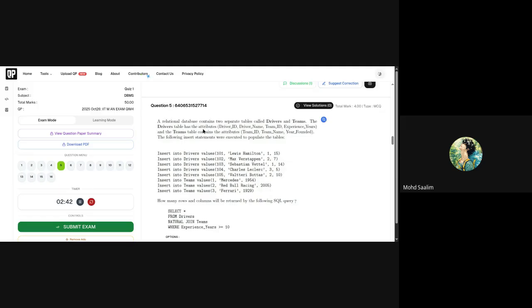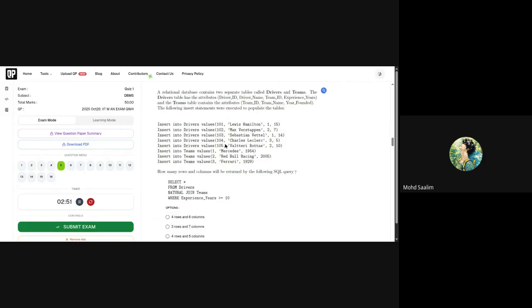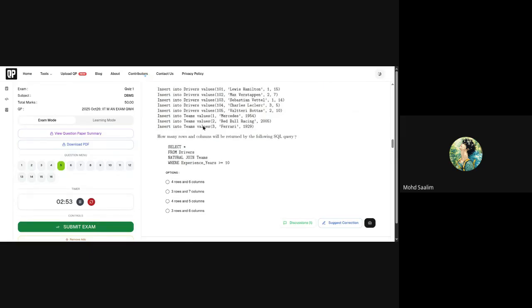A relational database contains two separate tables called drivers and teams. The drivers table has these attributes, and the teams table contains these attributes. The following insert statements were executed to populate the tables, and some insertion queries are given, and one SQL query is given, which asks for the dimension of the output: how many rows, how many columns, and so on.